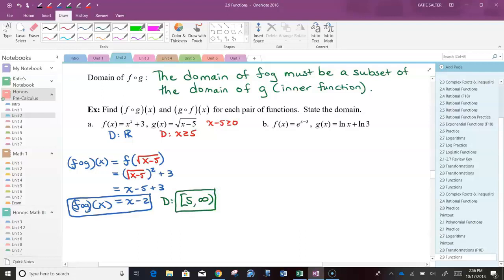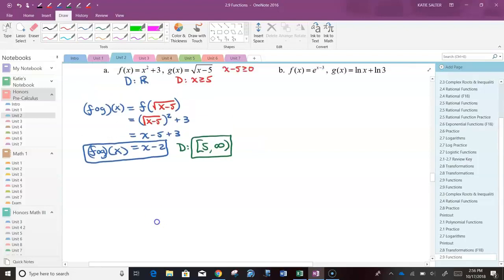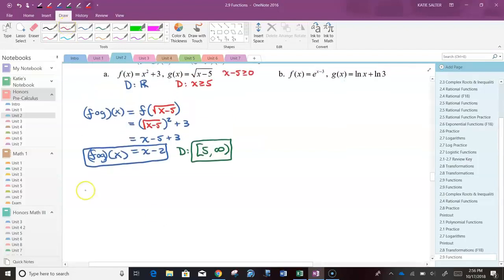All right, so now let's do the opposite. Now we're going to find g of f. So that means we are going to substitute the f function into the g function. So we're going to substitute x squared plus 3 inside of g. So that is equal to the square root of x squared plus 3 minus 5. So when we clean that up, that gives us the square root of x squared minus 2. And folks, that's as far as you can go.